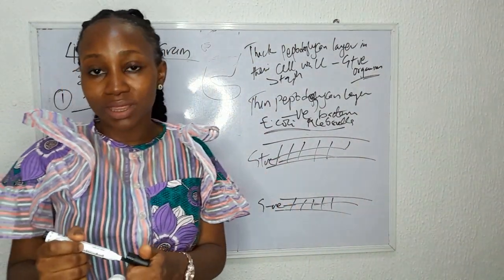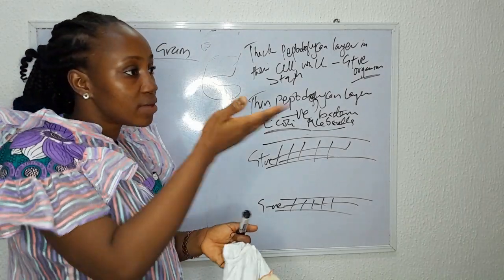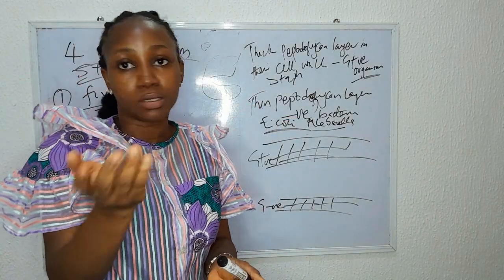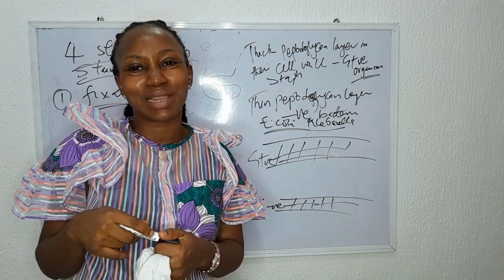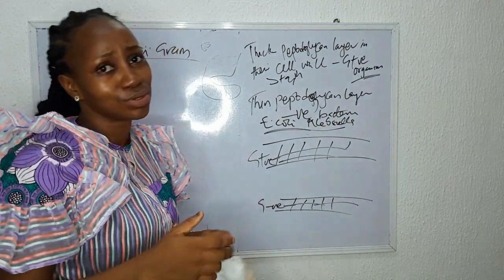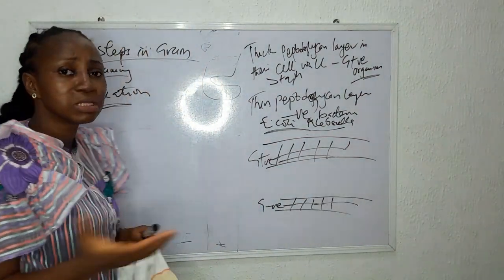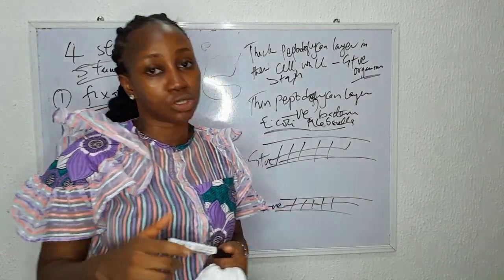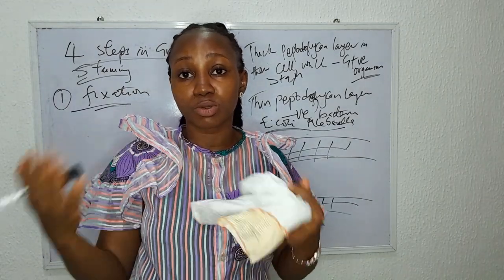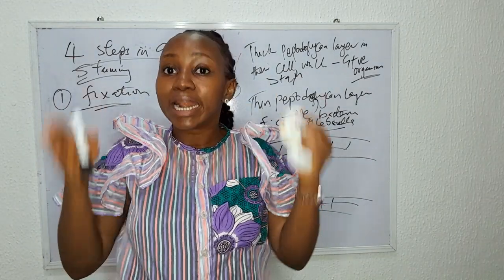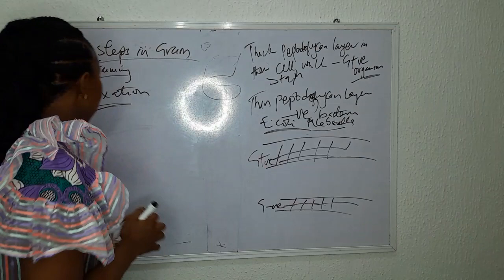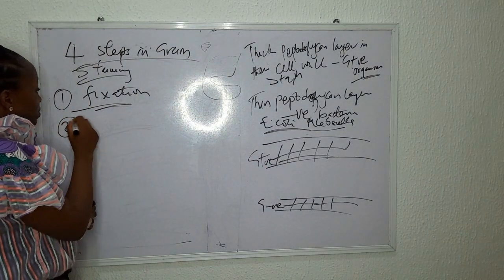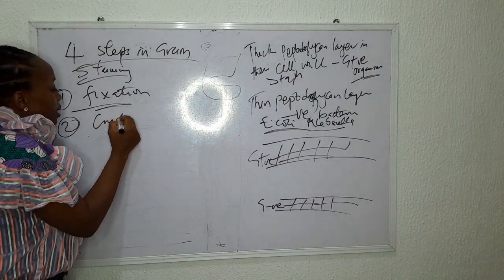After you've done that, you pass it lightly over a Bunsen burner, not for long, maybe a second or 2 seconds. All I know is that you don't need to waste time when doing your fixation. We're going to be doing the practical aspects of this, but let's just run through the methods. After the fixation, the next thing we're going to be applying is the crystal violet.